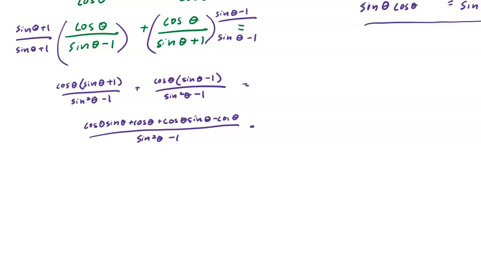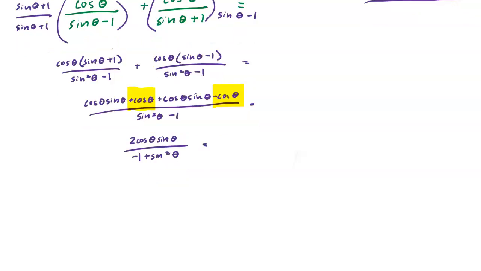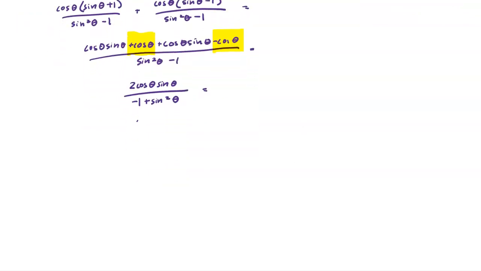Let's see. Can we get rid of a cosine and a cosine? Yes. Do you see this? Cosine and cosine? Yep. Okay. So we just end up having a 2 cosine of theta and sine of theta. And the denominator, I'm going to rewrite it like this. I'm going to rewrite it like that. And then I can go ahead and change the denominator.